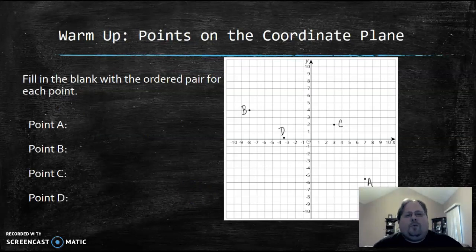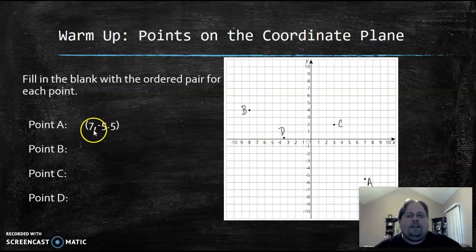So in your warm-up, first thing you need to do is plot points on the coordinate plane, or figure out the ordered pair for each point on the coordinate plane. Point A is down here in the fourth quadrant, and that tells us we're going to have a positive x and a negative y value. So we go over to positive 7 and then down to negative 5.5, because it comes between negative 5 and negative 6. This is how you would write that ordered pair.